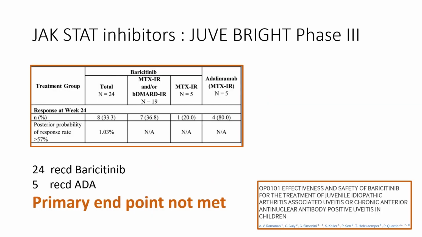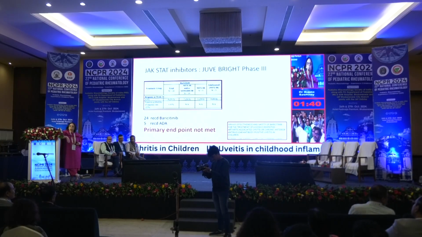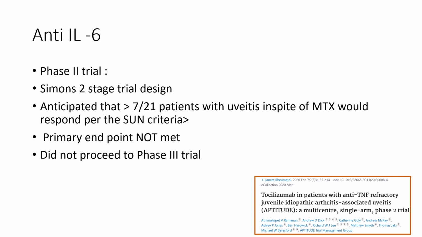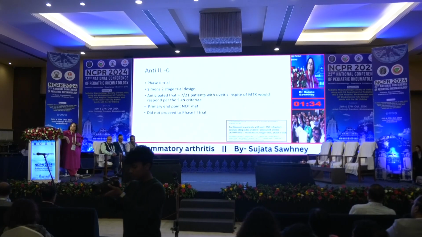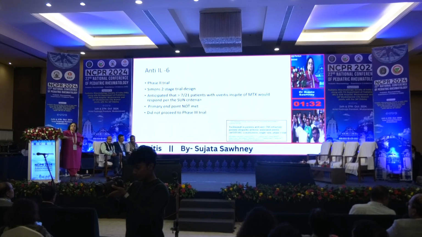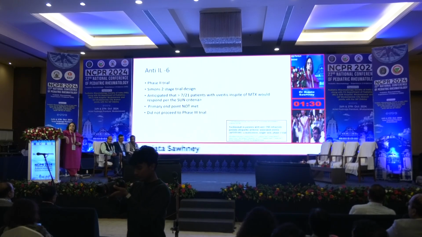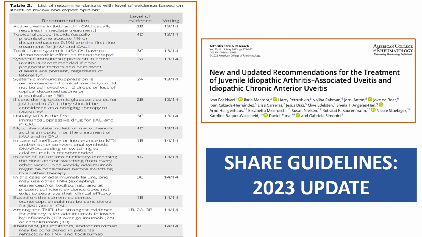What about JAK-STAT inhibition? We have the Juve-Bright phase 3 trial which shows the primary endpoint was not met. What about anti-IL-6? Anti-IL-6 was tested in a phase 2 study. The primary endpoint was not met and there's no phase 3 data available for this drug.